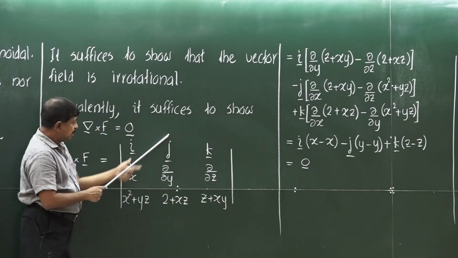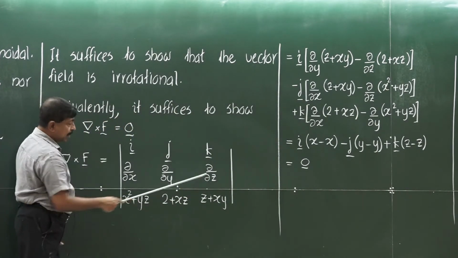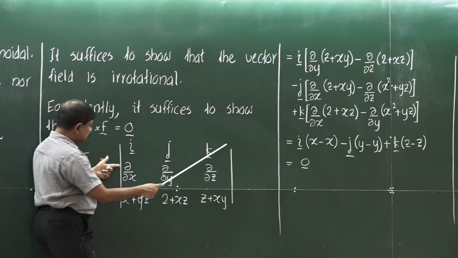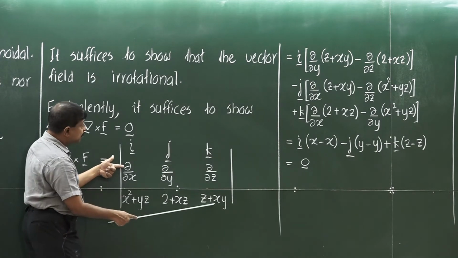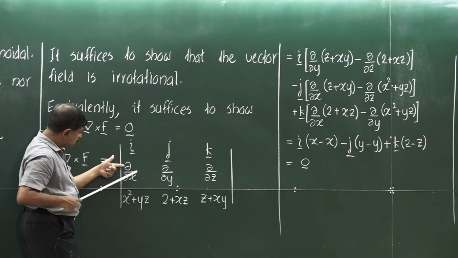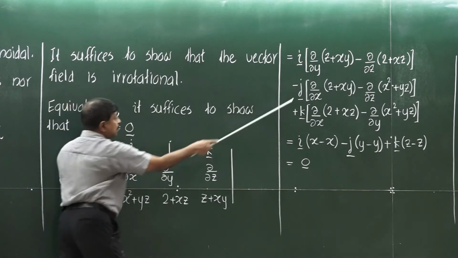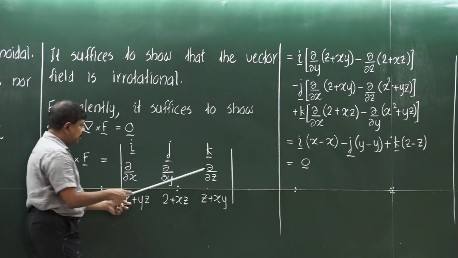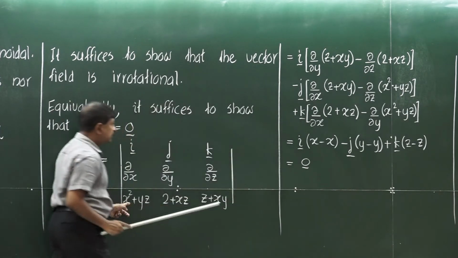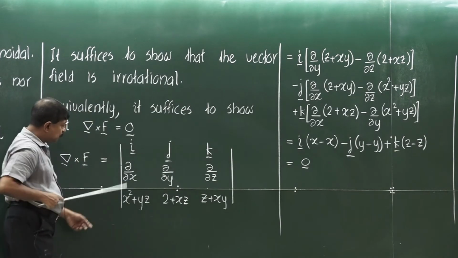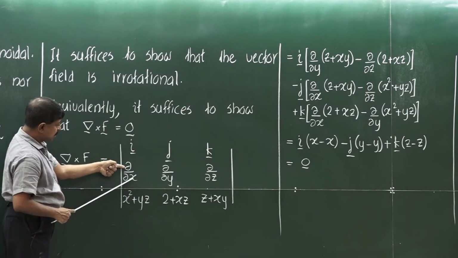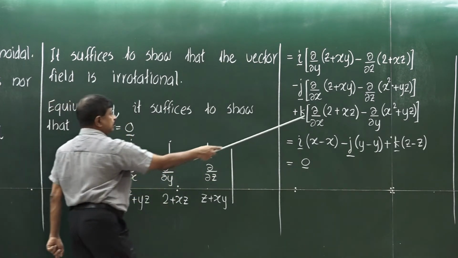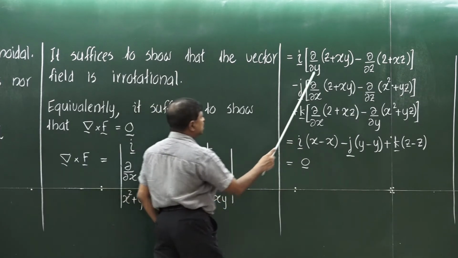Then minus j times the cofactor of this. So, you delete this column and this row containing j. So, these two go hand in hand. So, partial over partial x of this one, you have it up there, minus partial over partial z of this one. So, you have it there. Finally, plus k times this cofactor, right, partial over partial x of this one, you have it there, minus this one, it is here. Now, you simplify.